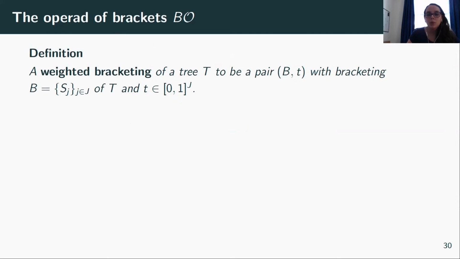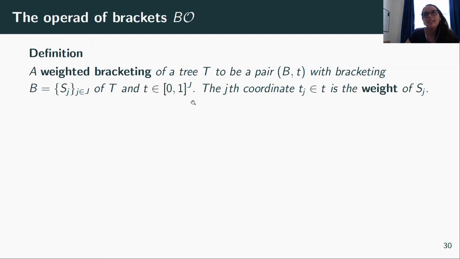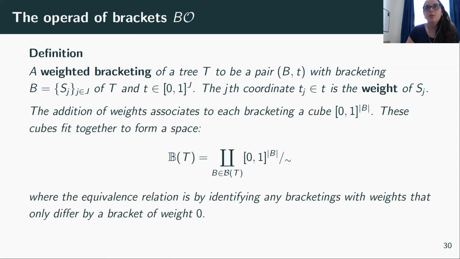Now, what we want this bracketing for is to actually encode not only the compositions, but also we want to keep track of all the possible ways you could realize this composition. And we want to actually specify the homotopies between all these different ways. So the way we do this is by giving each of these brackets a weight. So a weighted bracketing of a tree is a bracketing where each bracket comes with a number from 0 to 1. And this is called the weight of the bracket. Now you can think of it as, every tree that has a bracket now will have a cube of weights associated to it, of the dimension of how many brackets you have there.